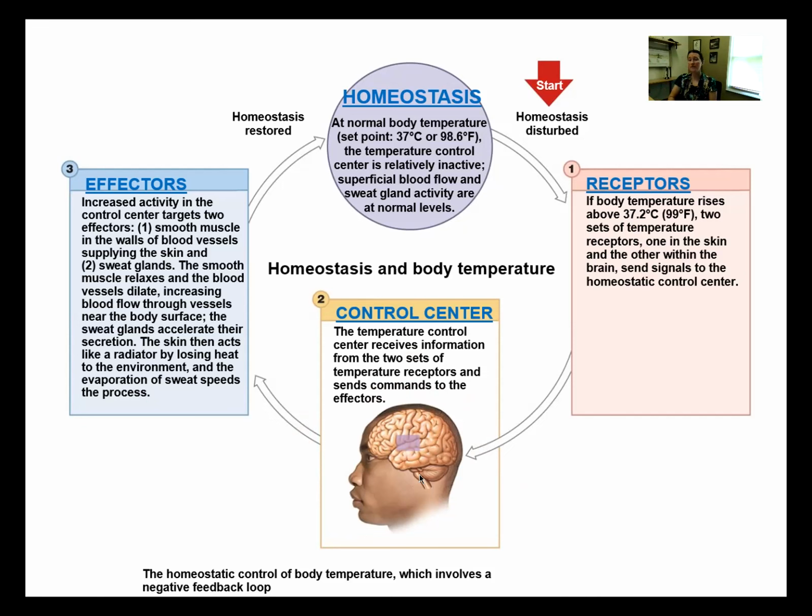Okay, so this control center is going to receive this information, it's really hot. How do we respond? How do we fix the problem? We don't want to cook in the sun. And so just like Paul Anderson was saying, the hypothalamus is going to send a message to what are called effector tissues. Okay, so these are the tissues that are responsible for fixing the problem.